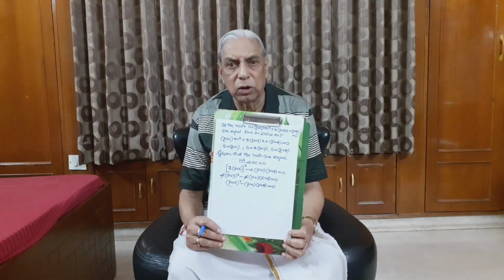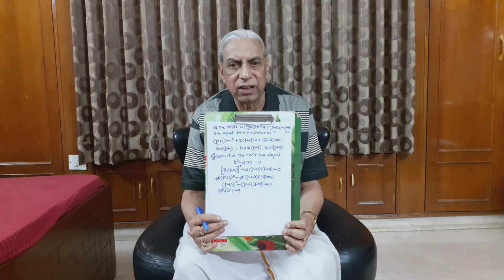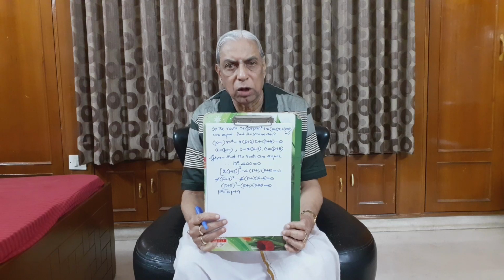It is a plus b the whole square, a square plus 2ab plus b square. P plus 3 the whole square means it is p square plus 6p plus 3 square is 9. P square plus 6p plus 9 is the expansion of p plus 3 the whole square. This is very important. Minus is there, so the bracket must be opened.